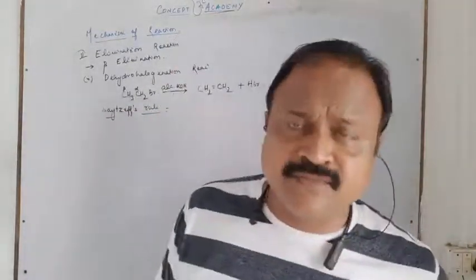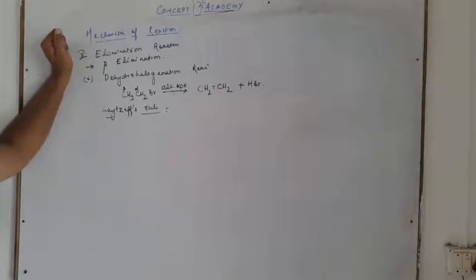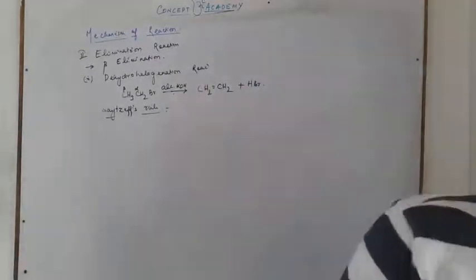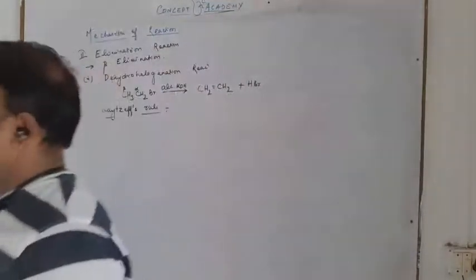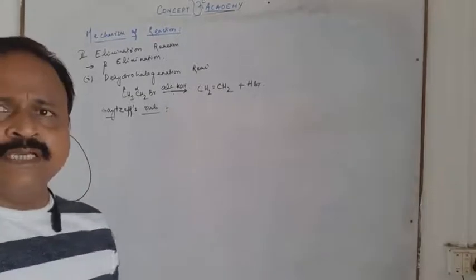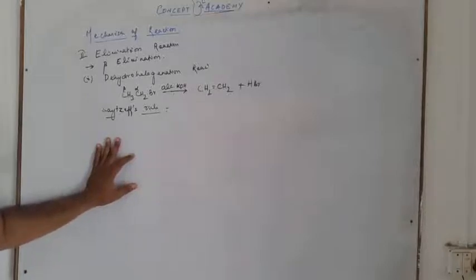Saytzeff's rule: If the halogen is present on any carbon atom within the chain, the alkyl halide can undergo dehydrohalogenation in two or more different directions depending upon the number of different types of beta hydrogen available.